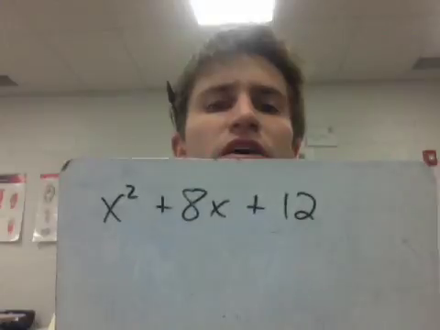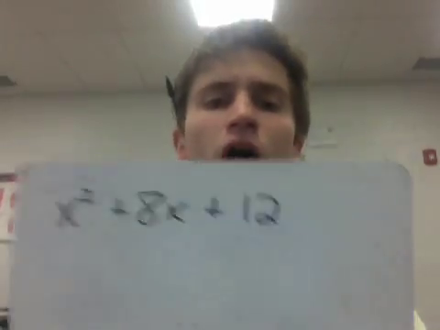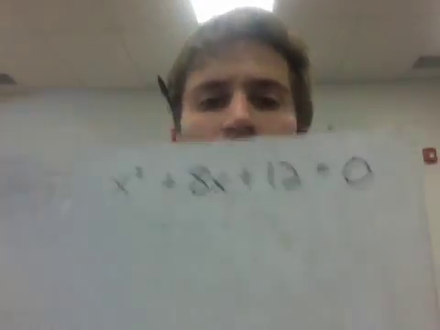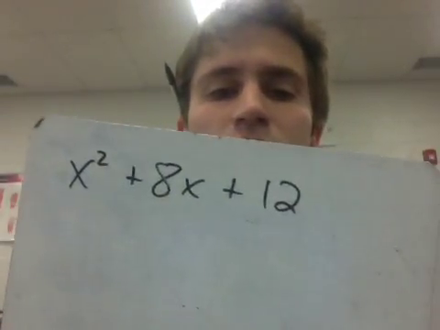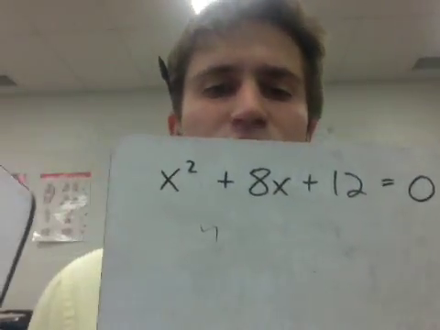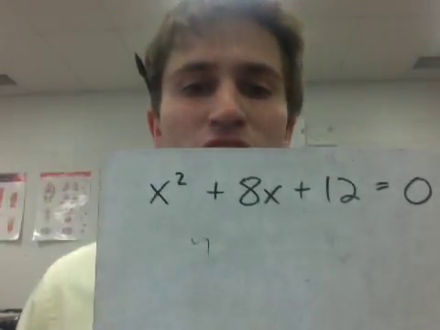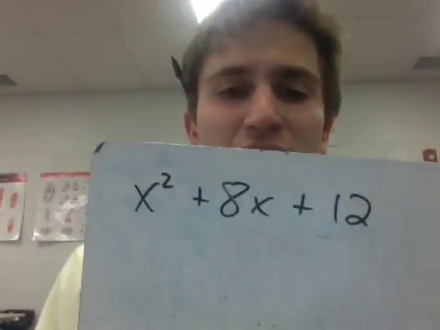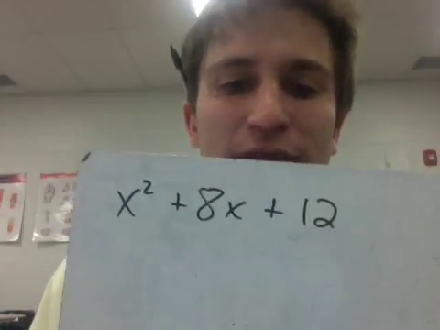Let's play a game. You tell me what's different about this and this. It's like magic. See it? What's the difference? This one doesn't have an equal sign. This one does. This one says equals 0. This one's not. This one's an equation. This one's an expression. So on this one, all I can do is factor it.